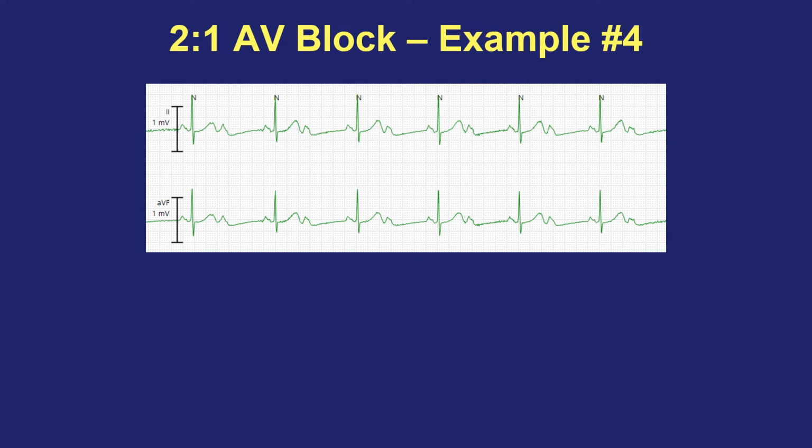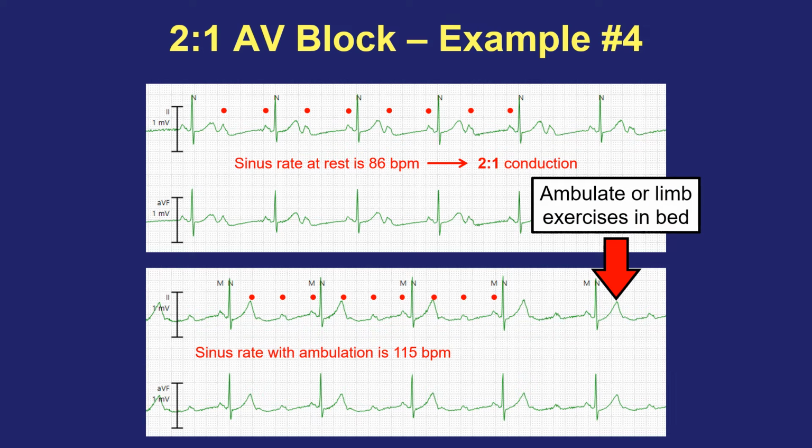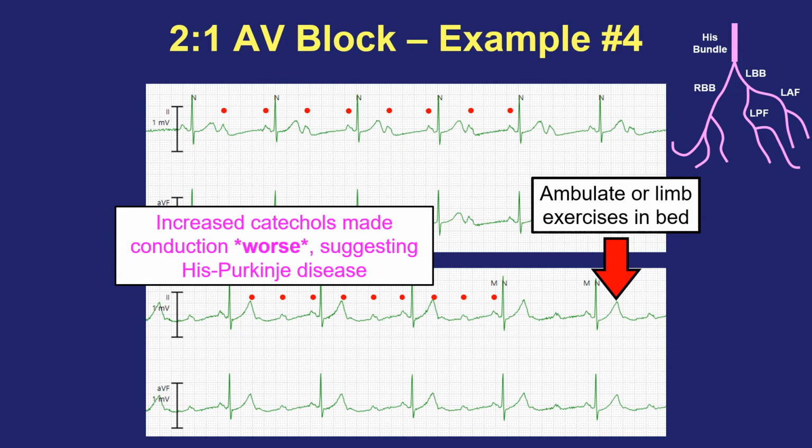Here's a fourth example of a patient with 2 to 1 block. Again, here are the P waves. And in this patient at rest in bed, the sinus rate is 86 beats per minute and there's 2 to 1 conduction, so the ventricular rate is 43 beats per minute. And in this patient, we also decided to take the patient for a walk. Again, you can exercise their limbs or get them out of bed, and here the sinus rate clearly increased. However, the ventricular rate slowed because now we have 3 to 1 AV conduction rather than 2 to 1. The conduction got worse in the context of catechols. That is not suggestive of an AV node problem. You would have expected AV conduction to improve. So we're dealing instead with His-Purkinje disease because increased catechols made conduction worse.